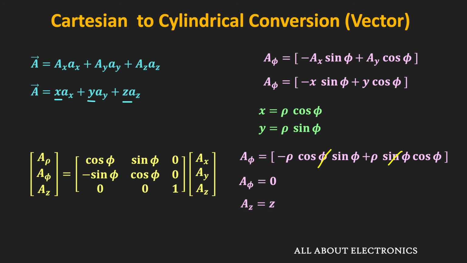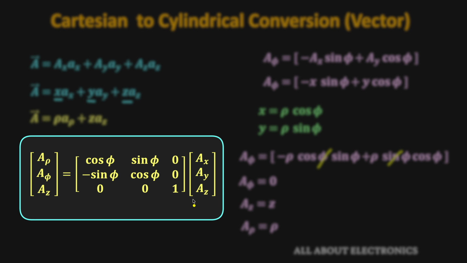And as you can see, this az will be the same as az. So in this way, we got all the components. And from this we can say that this vector A is equal to rho times a rho plus z times az. So in this way, with the help of this transformation matrix, we can convert any vector that is given to us in the Cartesian coordinate to the cylindrical coordinate. And if we take the transpose of this matrix, then we will get the relationship between ax, ay and az in terms of a rho, a phi and az.